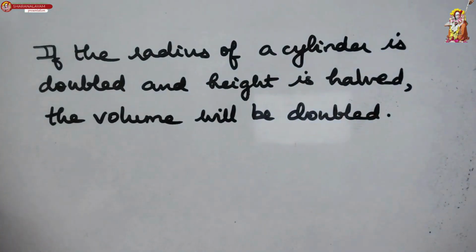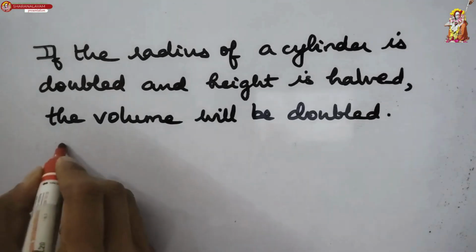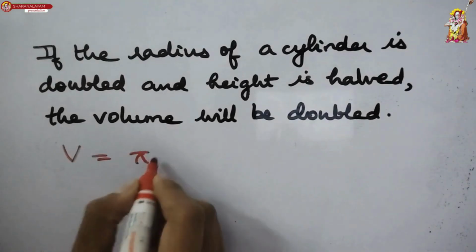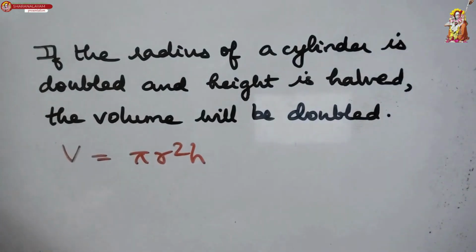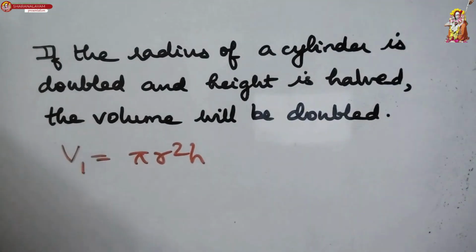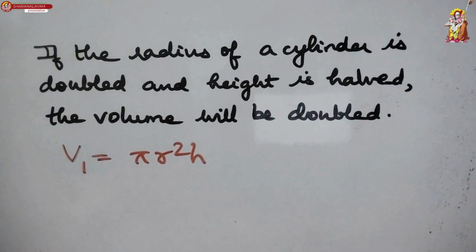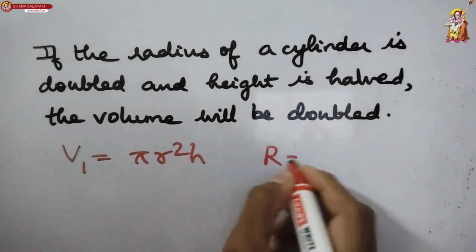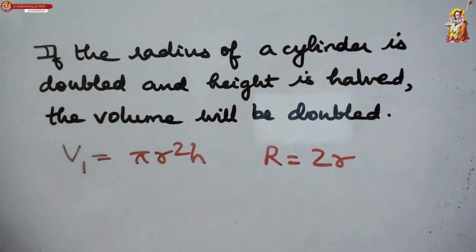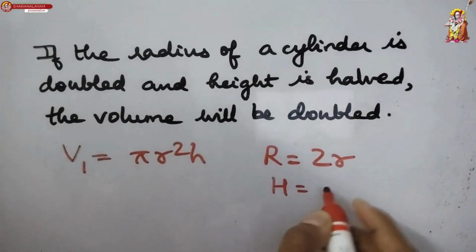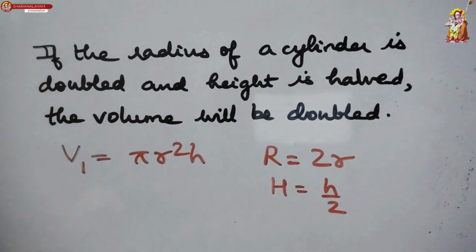Next question. If the radius of a cylinder is doubled and height is halved, the volume will be doubled. Now, this is pretty simple. We know that the volume of a cylinder is pi r square h. Okay, so let the original volume be V1, which is equal to pi r square h. Now, they say that the radius is doubled. So, let the new radius be twice the old radius, and then height is half. So, the new height will be half the old height.